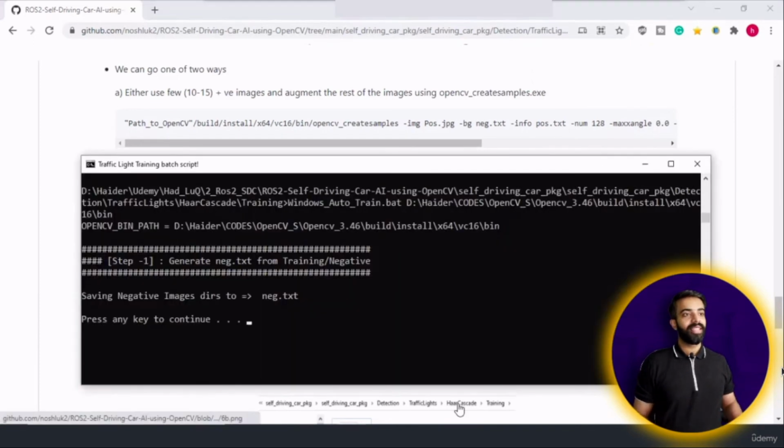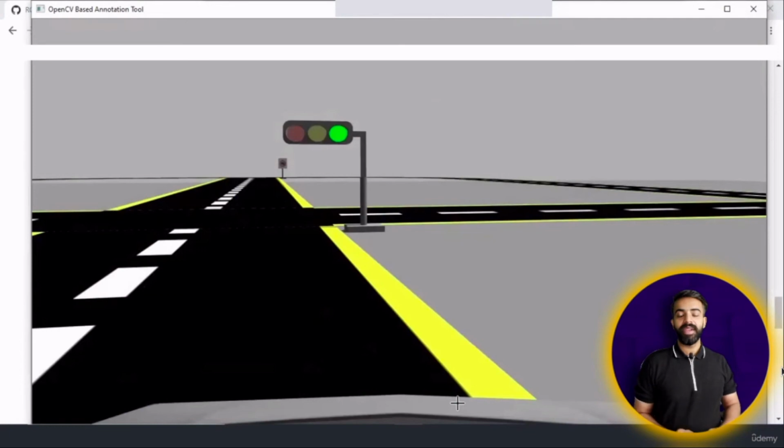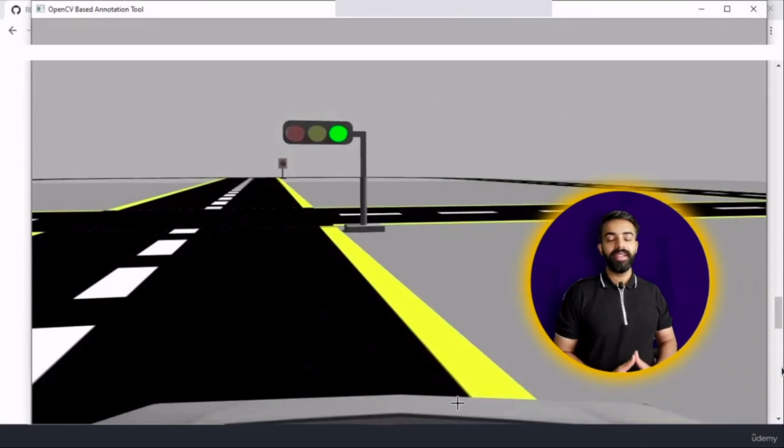Now, when I press enter, it will execute this, and opencv_annotation is the application that is used to annotate all the positive images inside the positive directory. Now, why do we need to annotate the positive images? This can be understood once we understand the reason behind what we are trying to achieve in this particular task.